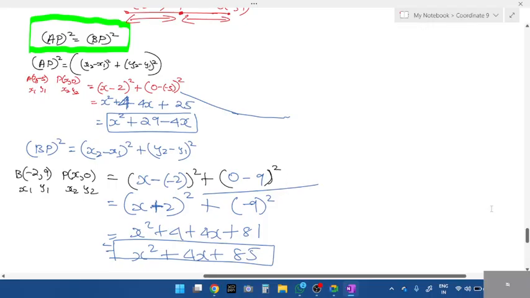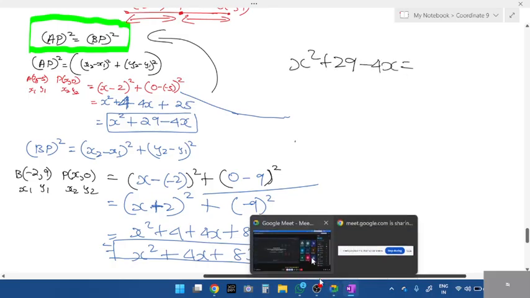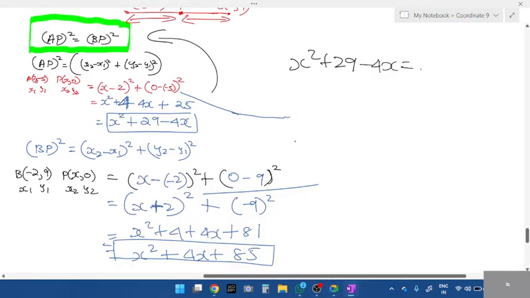All of you done? Completed, students? Now use both the equations. Substitute. What is a plus b the whole square we got? AP the whole square is x square plus 29 minus 4x, equal to the right-hand side. What is BP the whole square we got? The answer for BP the whole square is x square plus 85. Is this clear till here?